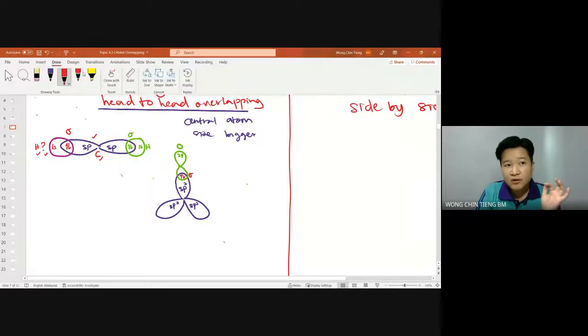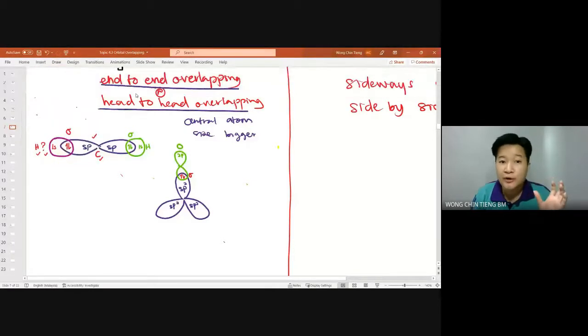Cara kita nak tengok sama ada benda tu adalah head to head ataupun end to end adalah the need to form a straight axis. Nampak? Can you look at my highlight? Bila dia form satu straight line, okay, dia adalah end to end overlapping.